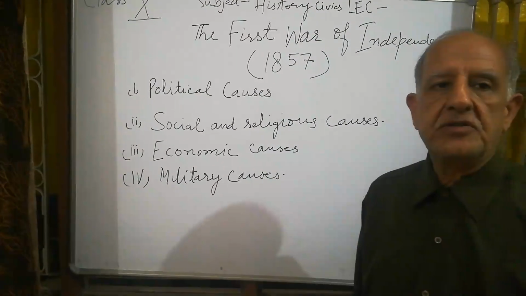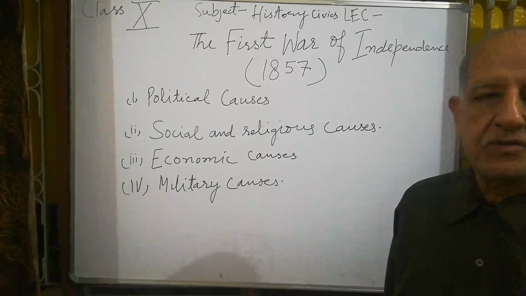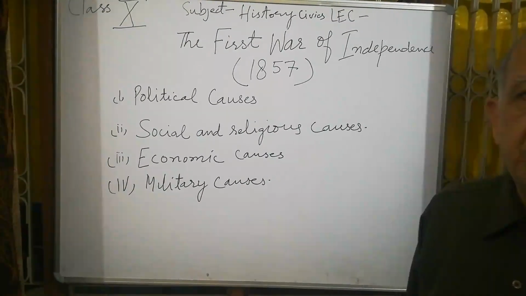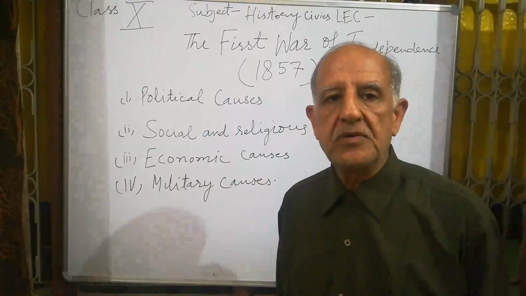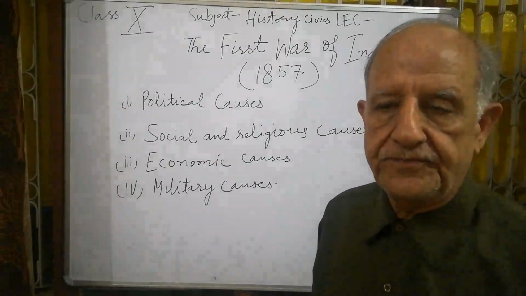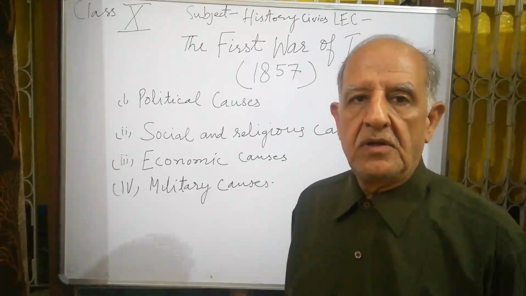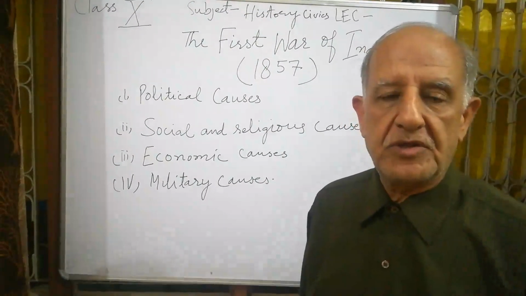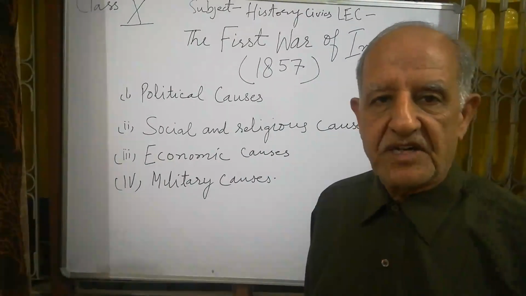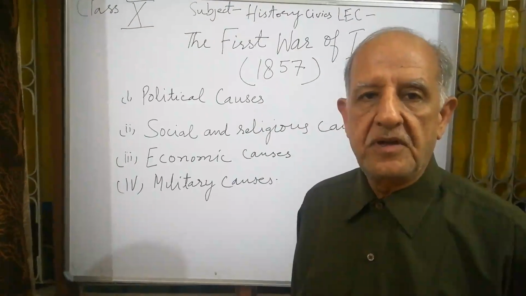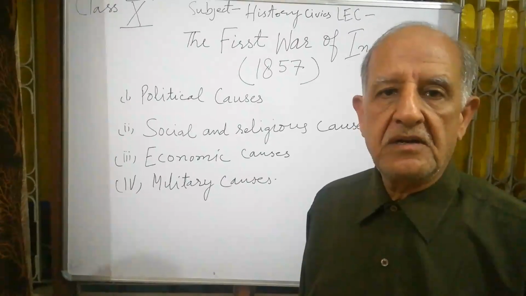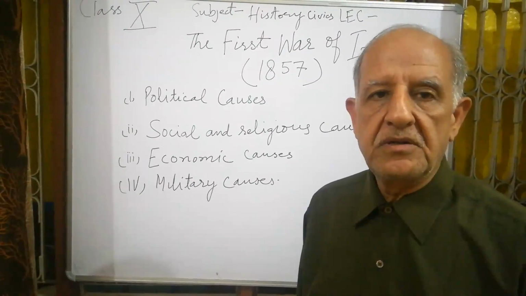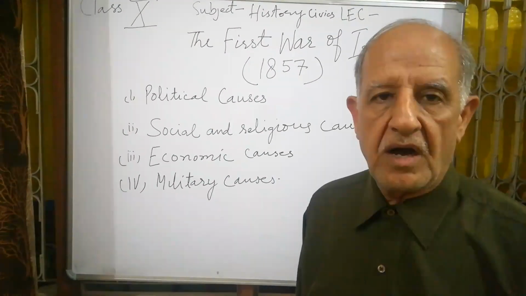The sepoys, native soldiers, and millions of Indians took part in this war. The Hindus and the Muslims, forgetting their differences, combined against the British Raj.